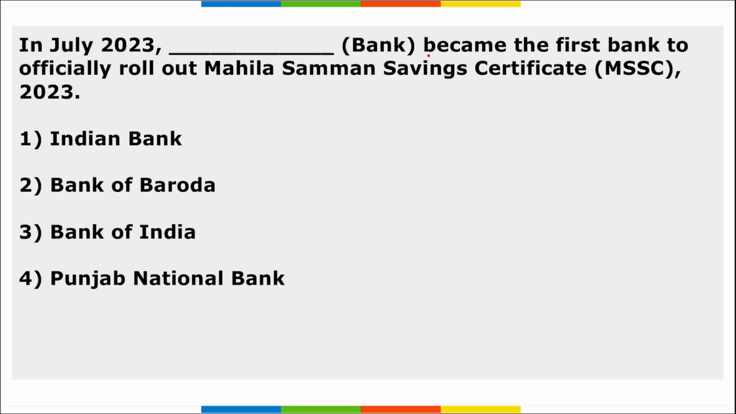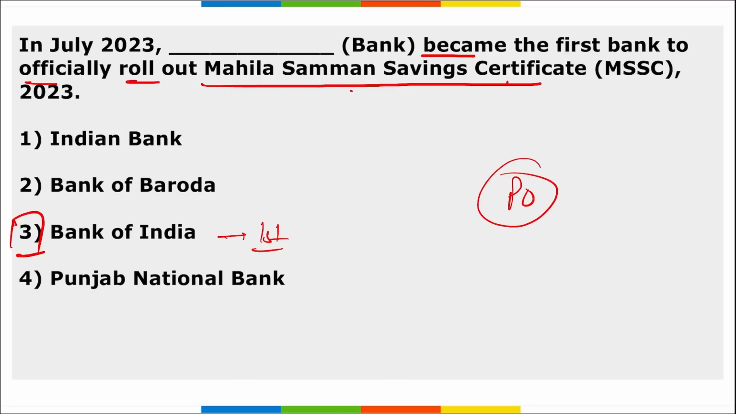Next, in July, which bank became the first bank to officially roll out Mahila Samman Savings Certificate 2023? It is Bank of India. It became the first bank to officially roll out Mahila Samman Savings Certificate for 2023. This means that BOI, that is Bank of India, is authorized to open accounts under Mahila Samman Savings Certificate. So far, only post offices were allowed to open accounts under this Mahila Samman Savings Certificate.